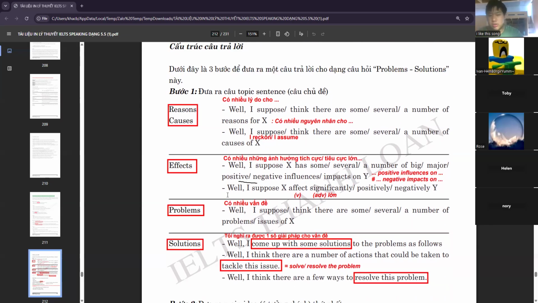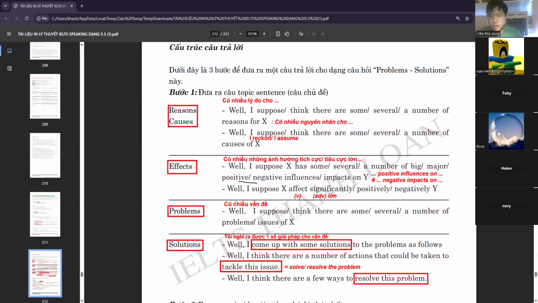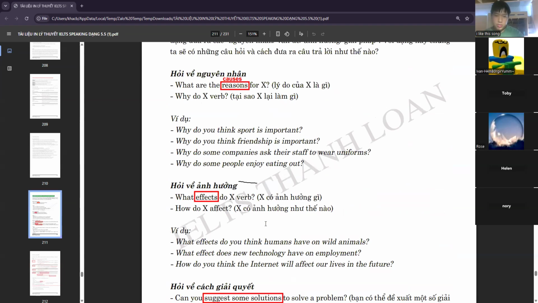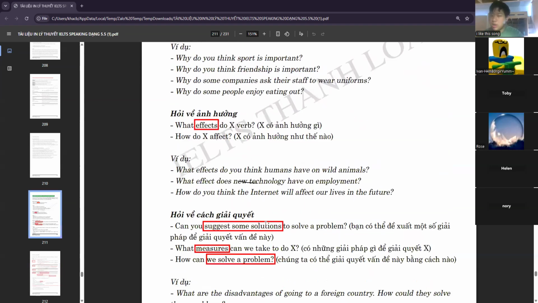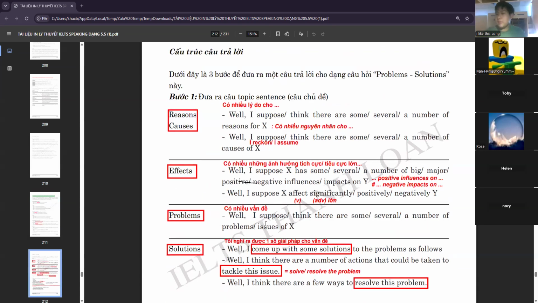Anyways, for problems you just say, there are some issues of X. This is to describe the problems of something, which isn't up here, I know, but it's going to be pretty similar to the reasons and causes.